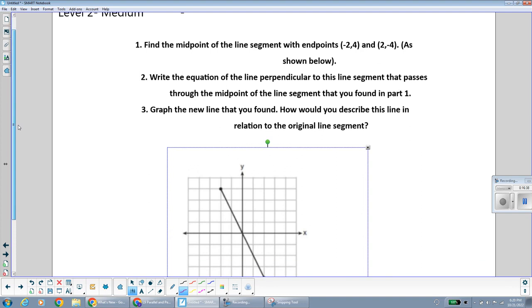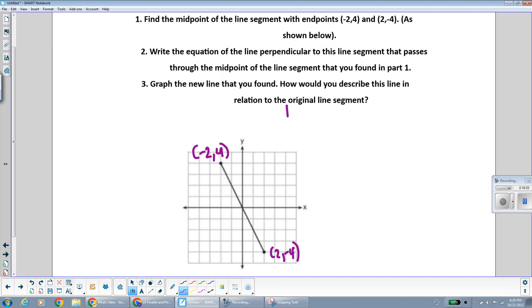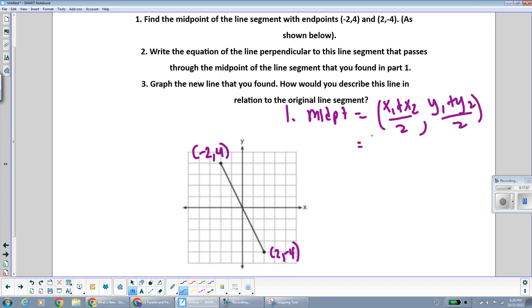Okay, let's take a look over here at the next one. We're going to find the midpoint of the line segment with endpoints -2, 4 and 2, -4. So to find the midpoint, I'm going to use the midpoint formula. I'm going to average the x coordinates, and I'm going to average the y coordinates. So my x coordinates are -2 and 2. My y coordinates are 4 and -4.